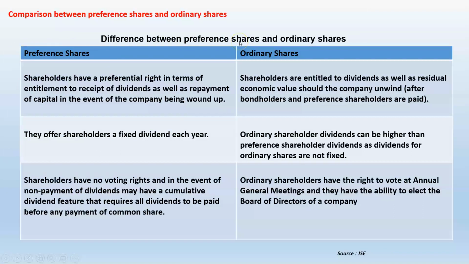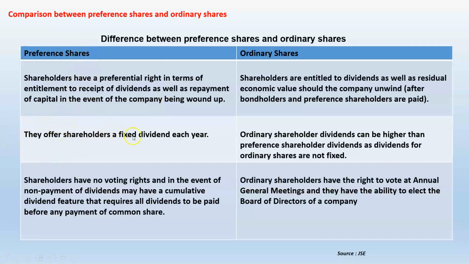What is the difference between preference shares and ordinary shares? The preference share has a preferential right in terms of the entitlement to receipt of dividends as well as repayment of capital in the event of the company ceasing to exist. So what that means in plain simple English is that he is entitled to a certain percentage dividend on an annual basis if it's a cumulative share. It doesn't matter whether it's a cumulative or non-cumulative preference share. When a dividend is declared, the preference shareholder must receive the dividend first, and then we will determine how much money is left after he has received this dividend for the ordinary shareholder to share in an ordinary dividend.